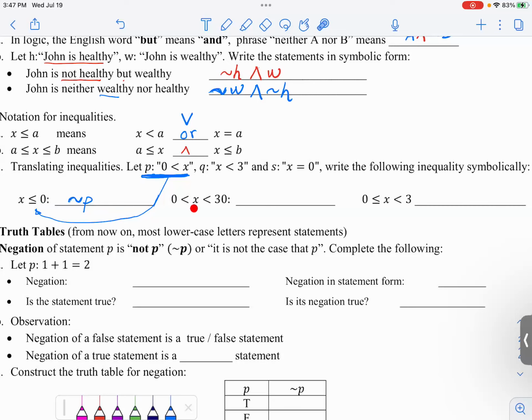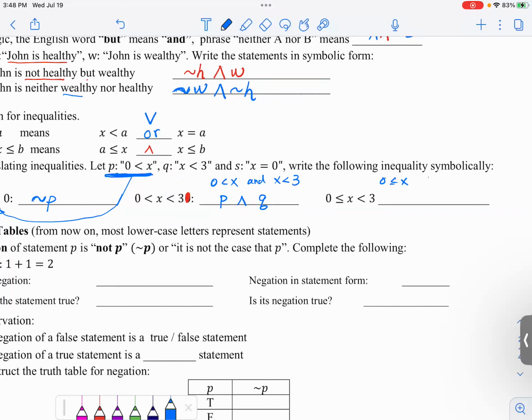And for the second one, x is greater than 0, which is right there, right? And this is a three-part inequality. We interpret it as and. There's a typo here. This is supposed to be 3. So therefore, this is x greater than 0, and at the same time, x is less than 3, not 30. So this is my P, and this is my Q, right?